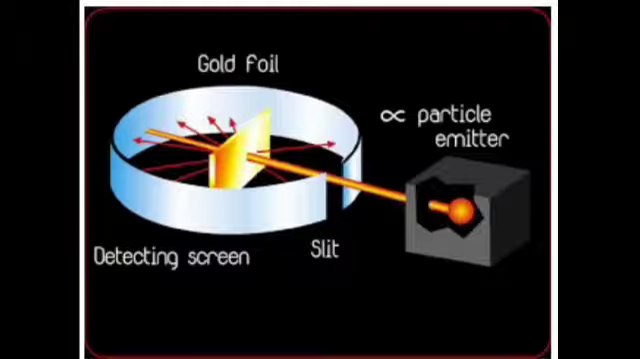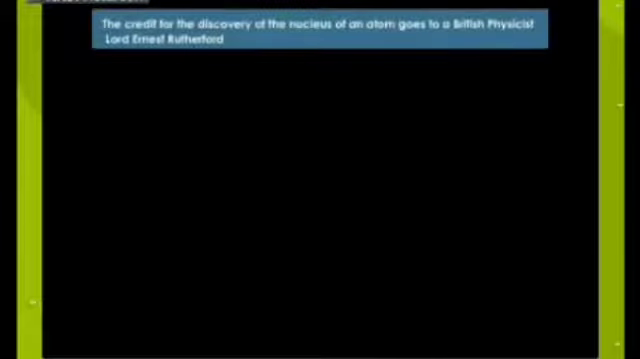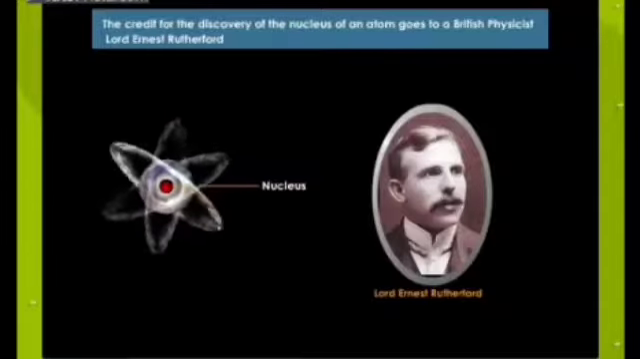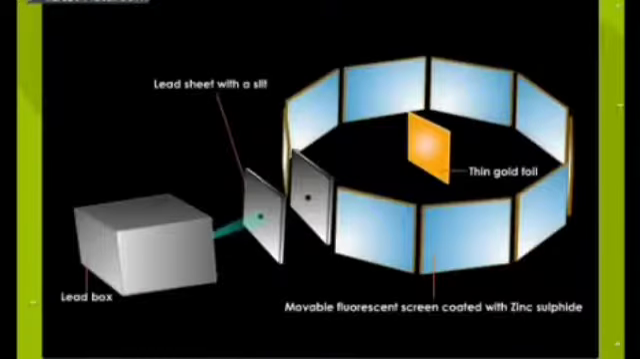While doing this experiment, Rutherford made certain observations and then concluded on the basis of those observations, which we will discuss in the next session. But before that, let me show you how this experiment was done. So this is Rutherford's alpha scattering experiment. He was a British physicist, and it led to the discovery of the nucleus.